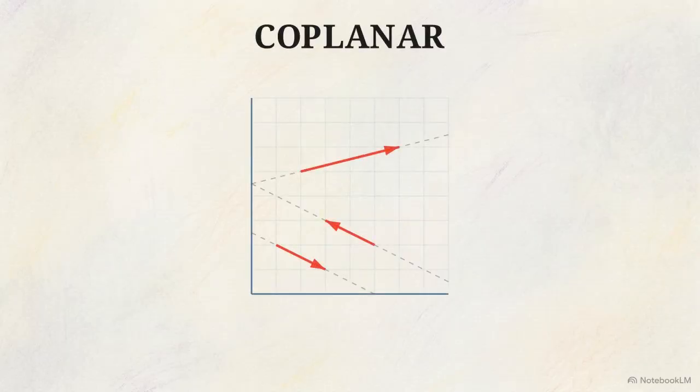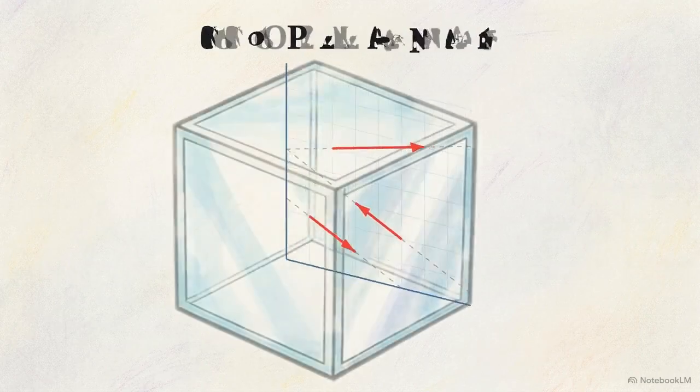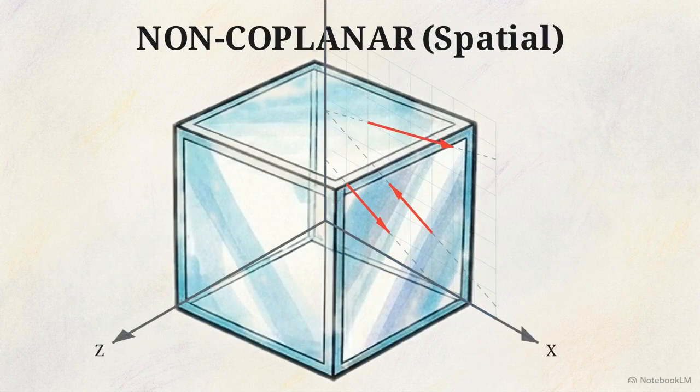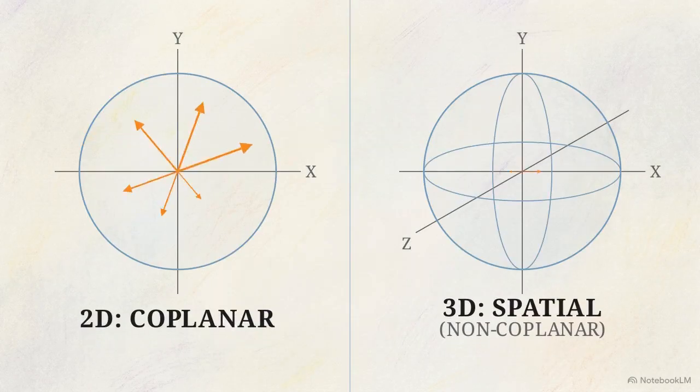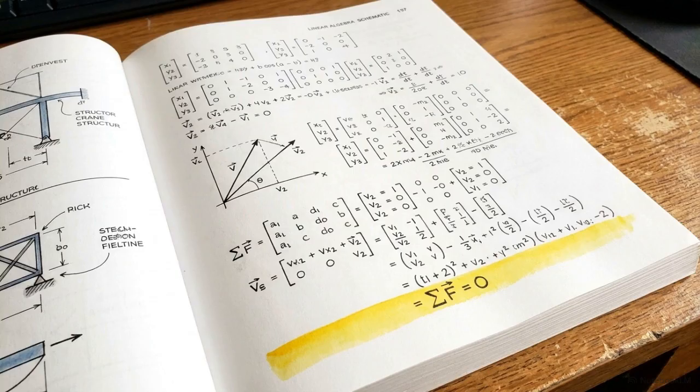Look at this 2D grid. If every line of action lies perfectly flat on this surface, we classify the system as coplanar. But if the system breaks out of that flat surface and operates across 3D planes, it is classified as non-coplanar or spatial. Establishing whether you are working in a 2D coplanar or 3D spatial environment dictates the entire mathematical approach you will use to solve for equilibrium.